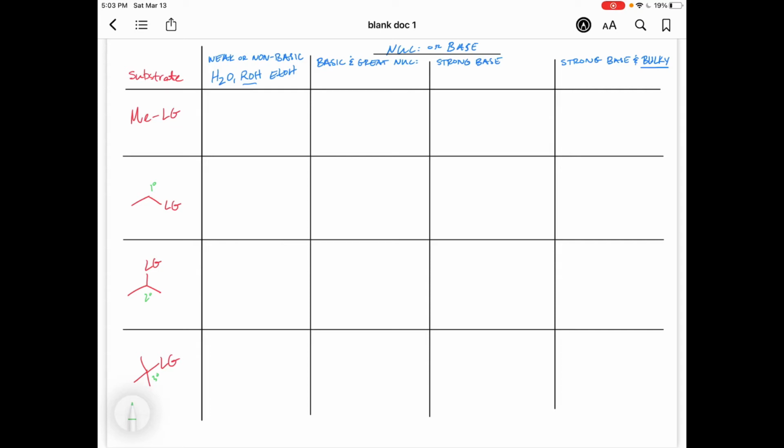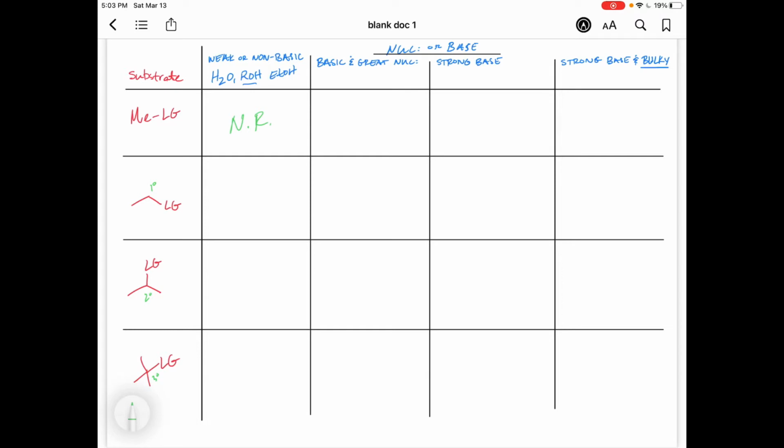I've given you something that looks like a bingo board, but this is something that'll help you organize what can happen depending on the strength of your nucleophile or base. At the left we have substrate, and at the top we have the strength of our nucleophile or base. So here, if we have a methyl with a leaving group as a substrate, and a very weak or non-basic thing, think about water or alcohols, really there's not going to be a reaction. These are super slow to react.